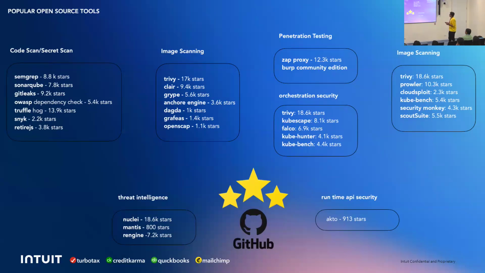Then we have penetration testing tools, which are Burp Suite and ZAP proxy. Then some of the orchestration security tools, then image scanning tools. Then there are threat intelligence tools. I'll just point out Mantis over here, because this is one of the threat intelligence frameworks which we have open sourced recently. Then there is Acto also, which is a runtime API security tool.